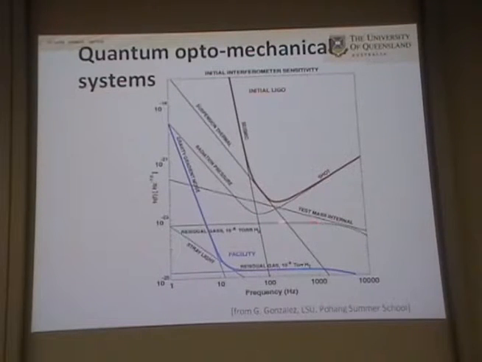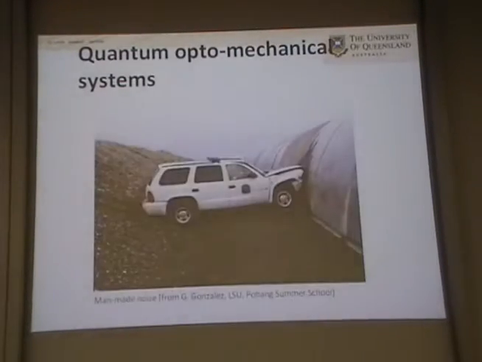This is current LIGO. You can see that they're well shot noise limited up here, but actually they're limited by other things down the bottom. So they're not at the standard quantum limit. The next generation of LIGO is predicted to get there, but we'll see. So there's a whole lot of noise sources you're going to worry about. There are some noise sources which you may not predict.